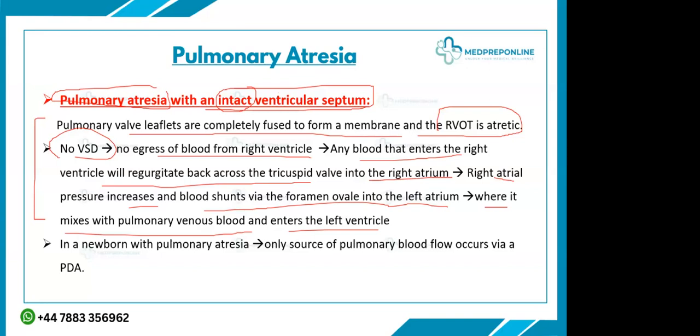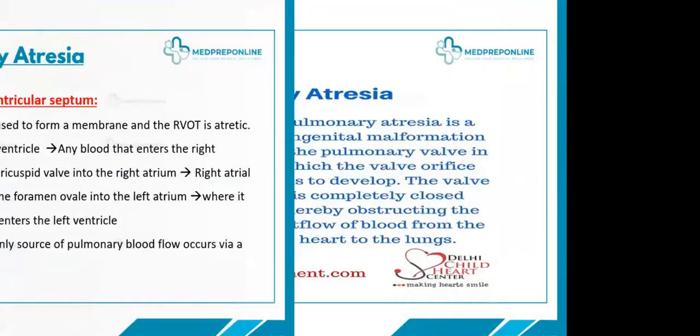So the right ventricular blood will go back through the tricuspid valve into the right atrium. Its pressure will increase, so it will cause shunting of the blood from the right to the left atrium through the foramen ovale, causing mixing of the oxygenated and deoxygenated blood. And from there it goes into the left ventricle and then to the systemic circulation. So in a newborn with pulmonary atresia, the only source of pulmonary blood flow is via the PDA. So we have to maintain the patency of the PDA in the management.